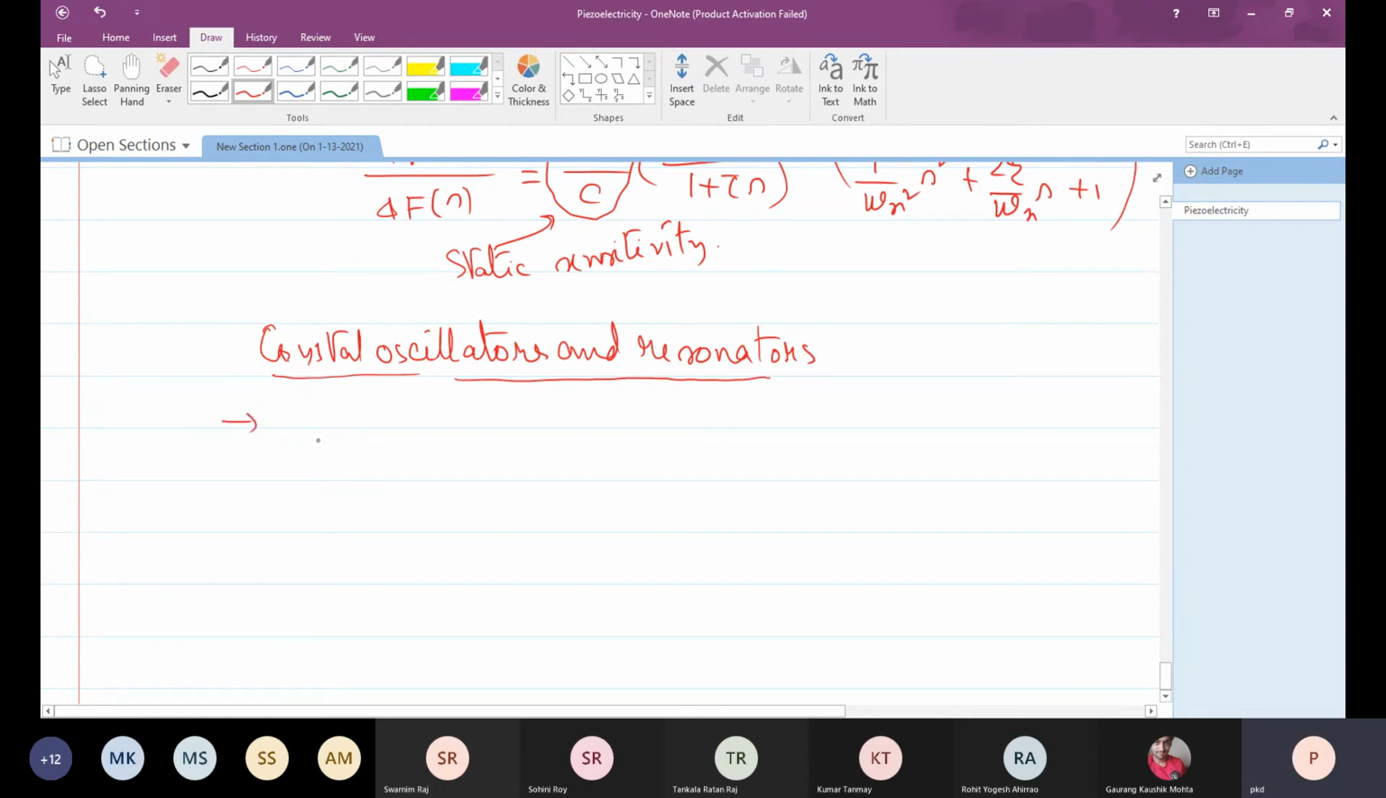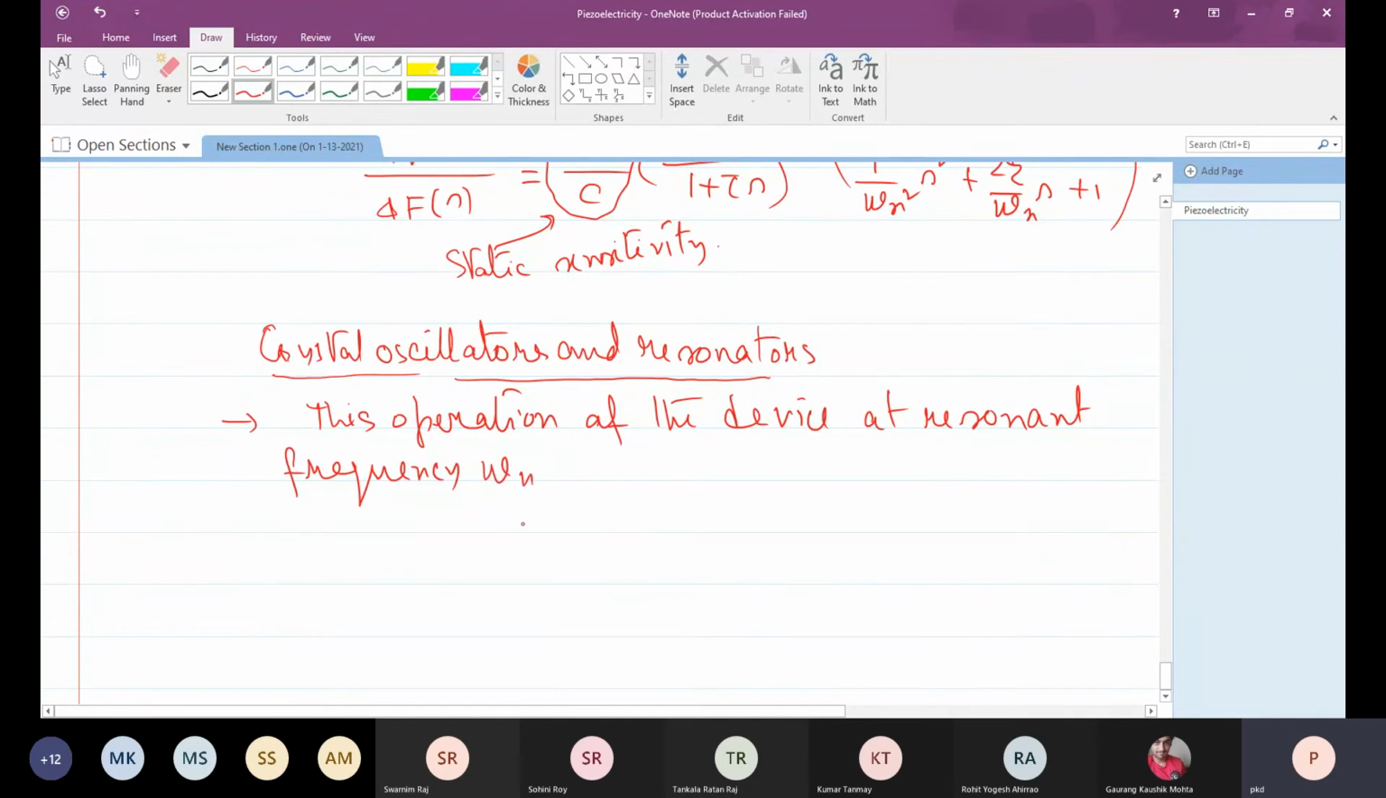So operation of the device at resonant frequency omega n, efficiency of both transmission and reception would be better.